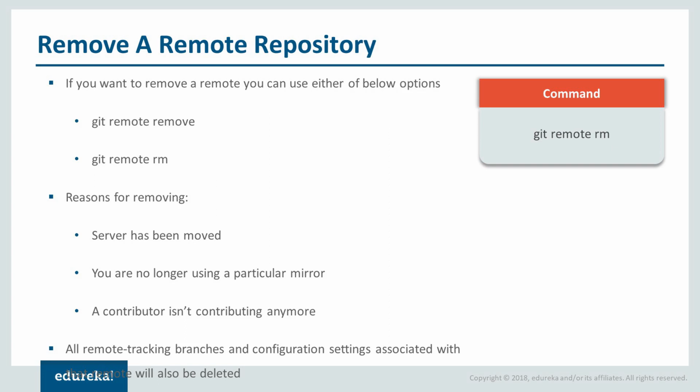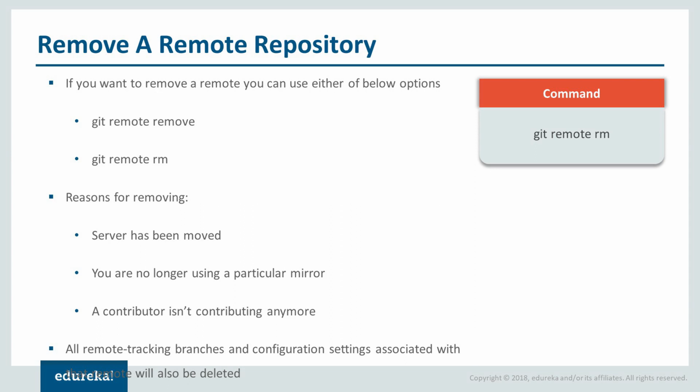Now to remove a remote repository, we can use either of the below options. They are both the same commands. The first one is git remote remove, and the second one is git remote rm. The reason for removing can be that maybe the server has moved and we are not using that particular mirror, or a contributor is not contributing anymore in the project. So there can be n number of reasons for removing the remote.